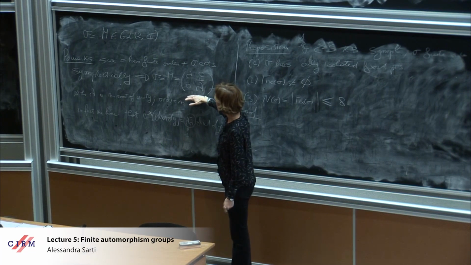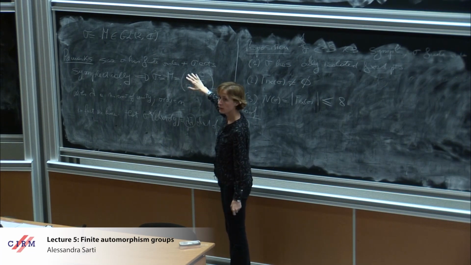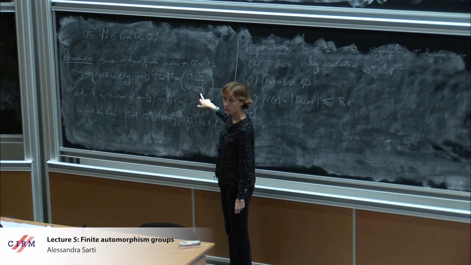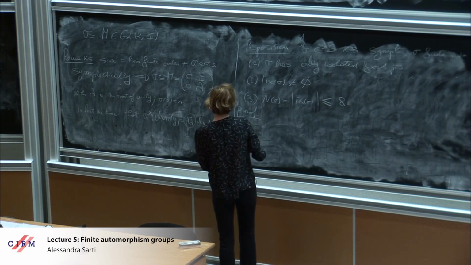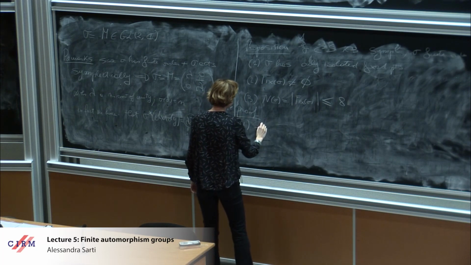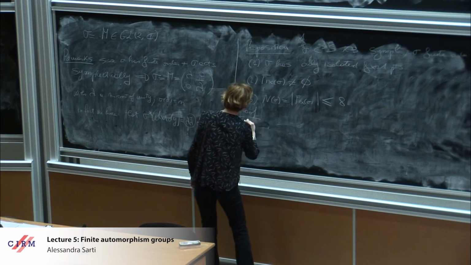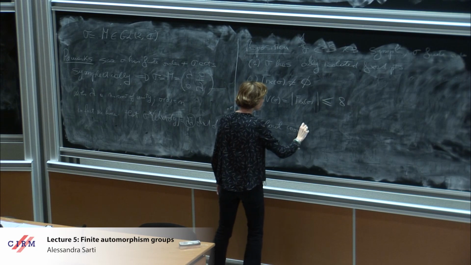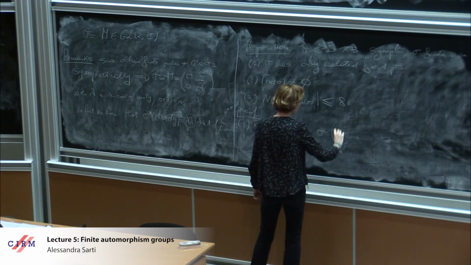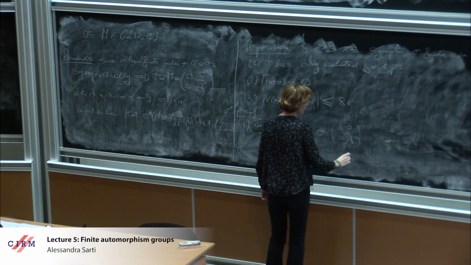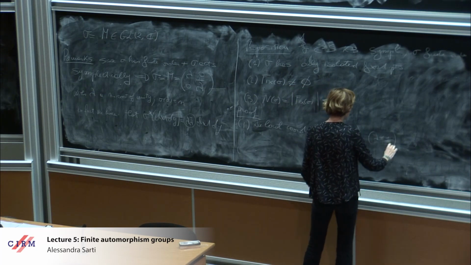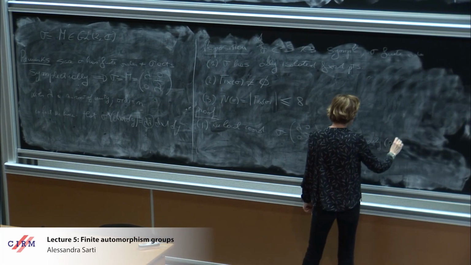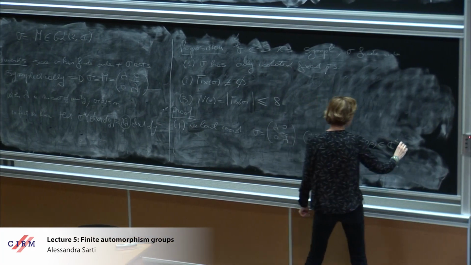This local action is affine, a copy of C2. If you look at what is fixed in C2, well, only the origin, only (0, 0). So in local coordinates, sigma is equal to (lambda, 0; 0, lambda bar), lambda different from 1, and only (0, 0) in C2 is fixed.